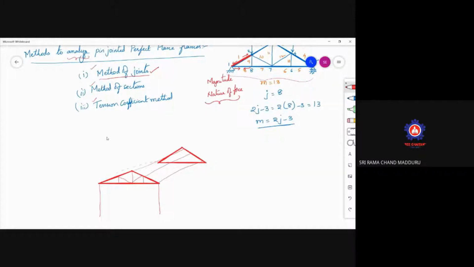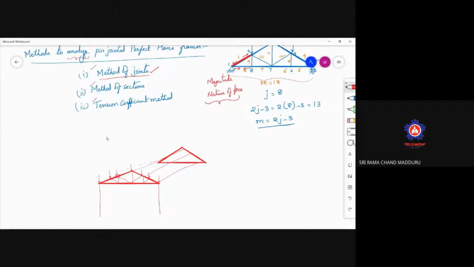Now, what we are calculating is, if a load is coming, how is the load coming? From the roof, the load is coming to the truss. So this will be acting at the node points. These are called node points. I'm representing the load like this. Now, due to the application of this load, what is the force that is there in the member?